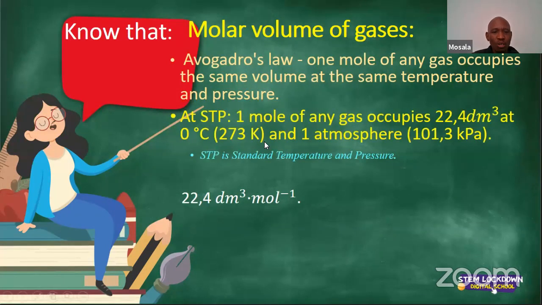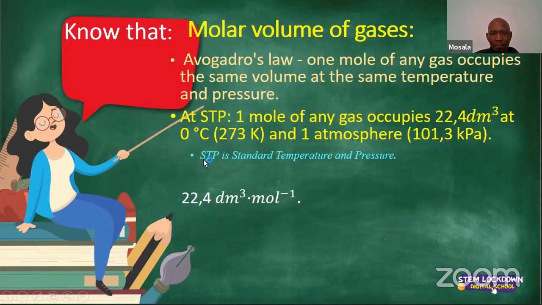Right, now 1 mole of any gas will occupy 22,4 cubic decimeters at 0 degrees Celsius, or 273 Kelvin, and at 1 atmospheric pressure, which is equivalent to 101,3 kilopascal. So what is STP? STP is standard temperature and pressure.